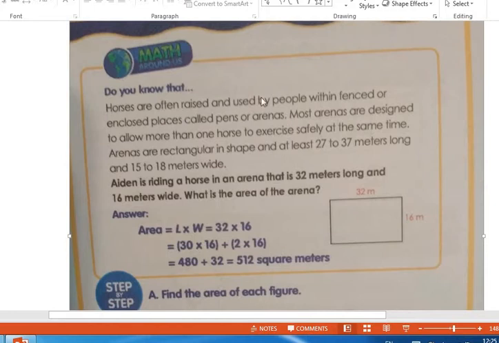I hope you're fine. Today we're going to cover the area of 2D shapes. As we covered in the last lesson, the perimeter of 2D shapes, today we're going to have the area.